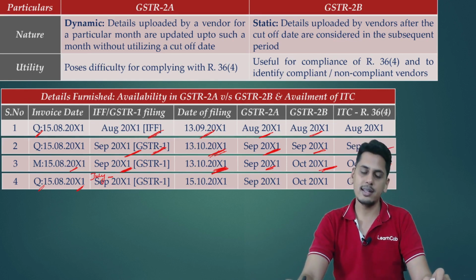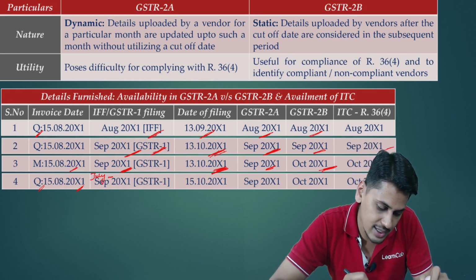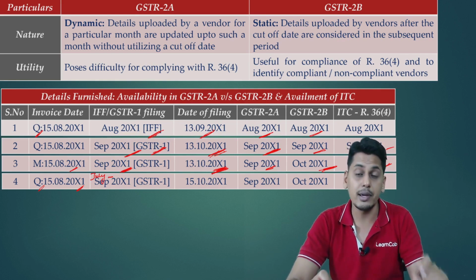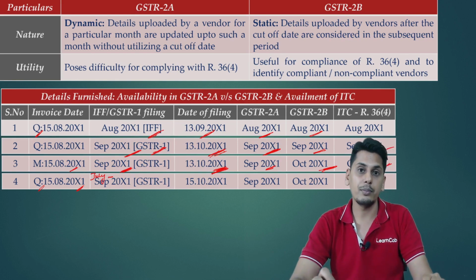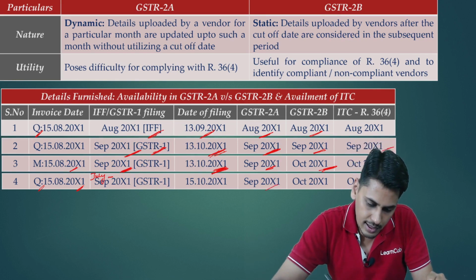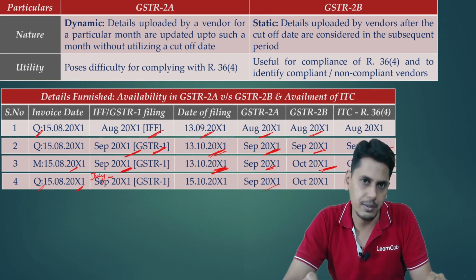Now friends, as we all understand, if it was included in the GSTR1 for the quarter July, August, September, it would appear in GSTR-2A of September. Yes, it appears in GSTR-2A of September.